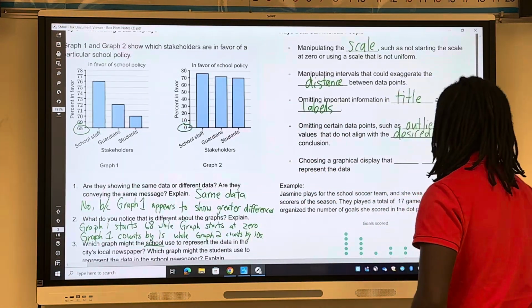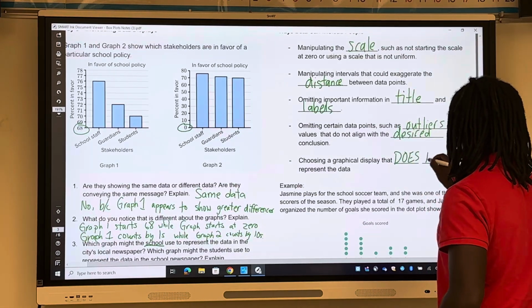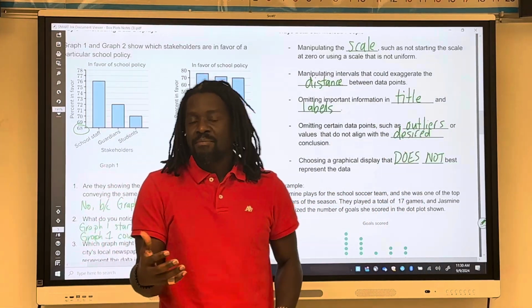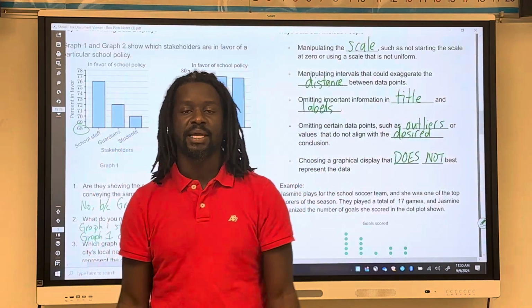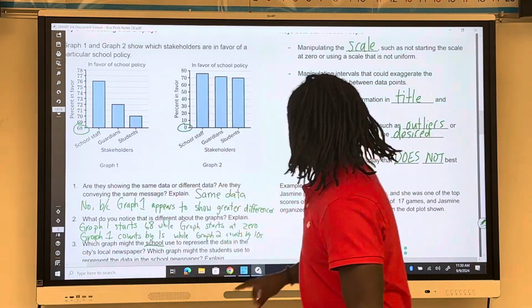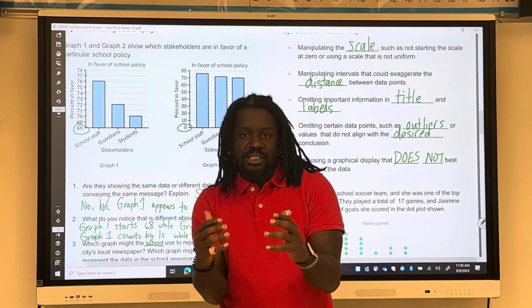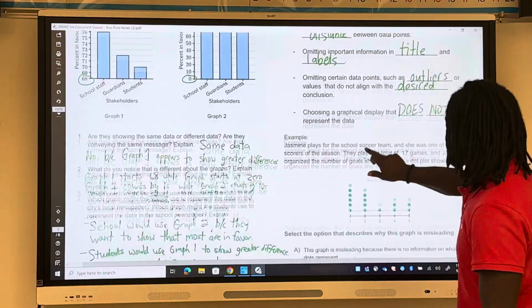Or choosing a graphical display that does not best represent the data. That means just choosing the wrong type of graph to display the data. So that is some ways that the data display can be misleading. It could cause you to think something that is not true.